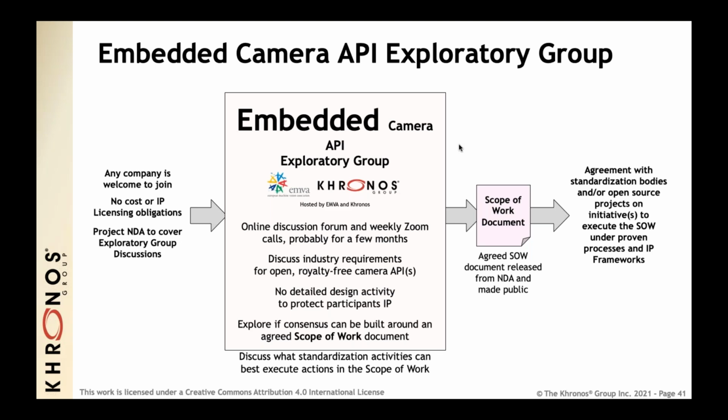You can put some effort into a design exercise and then find there's no adoption. So we do this exploratory group where we don't produce, we come together, and there's no fee. If anyone in the audience is interested, you'll be very welcome. Anyone can join at no cost. But the output of this phase is not an API design, it's a scope of work document.